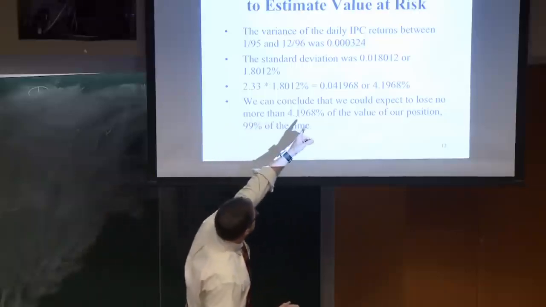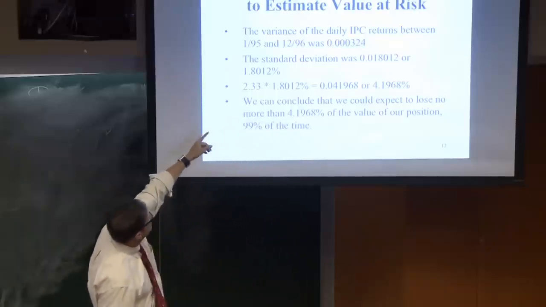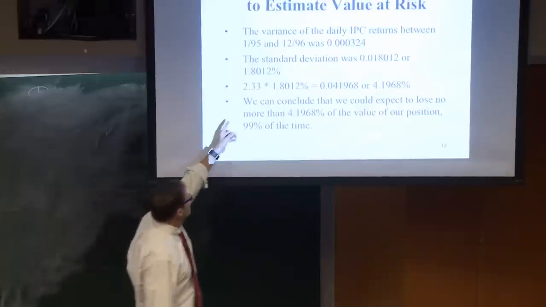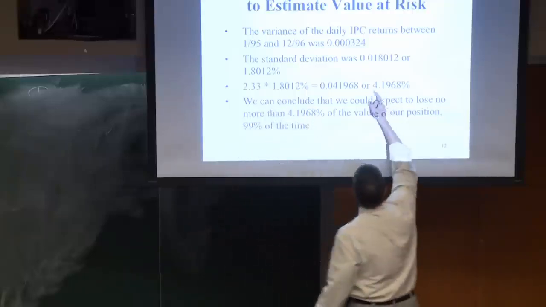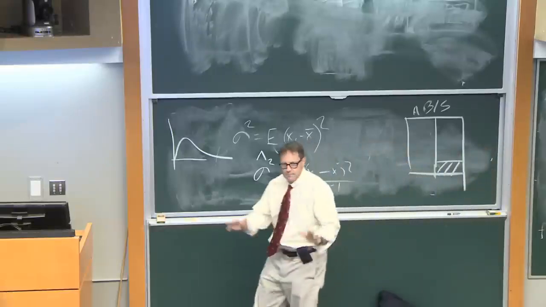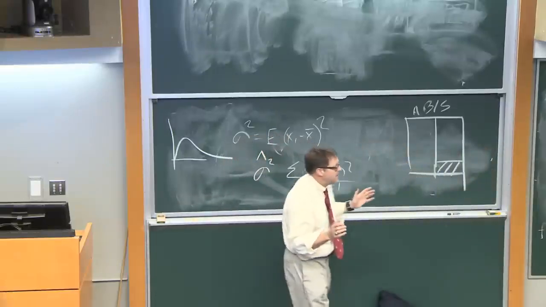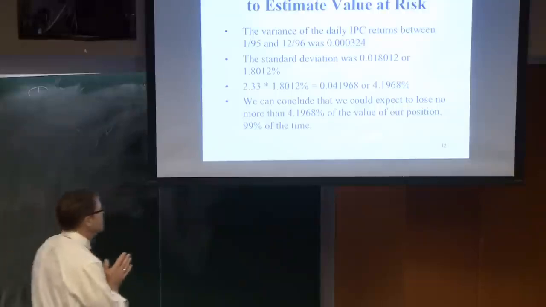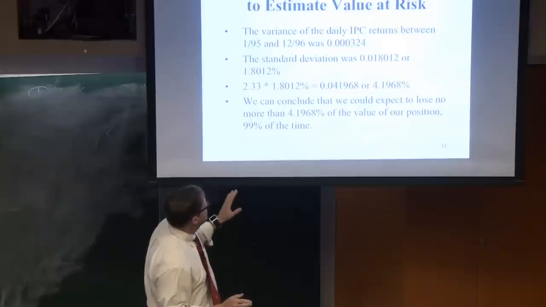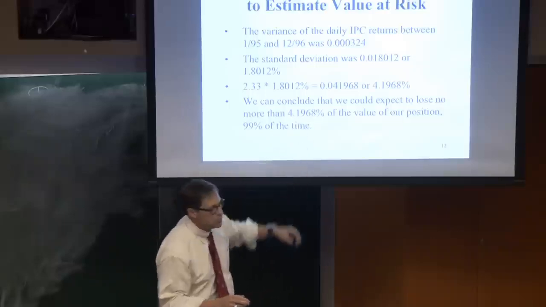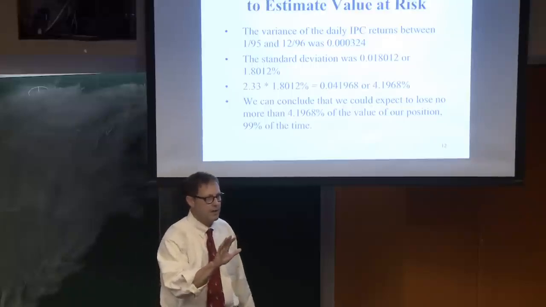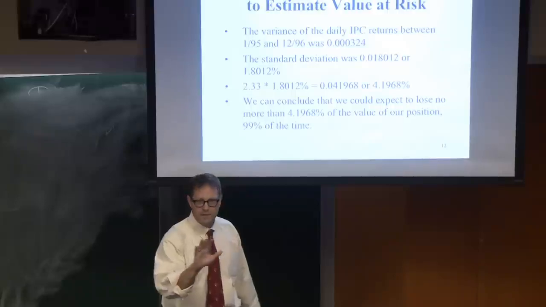I'm in percentage change space, so I want to talk in terms of percentage changes. The standard deviation is 1.8% for that time series I showed you. So 2.33 standard deviations times the standard deviation is about 4.2%. Given this one time series, I expect that on any given day, if I have that position, 99% of the time I'm going to lose 4.2% of it or less. Very important. Think about that. Is that clear? That's how I get there.